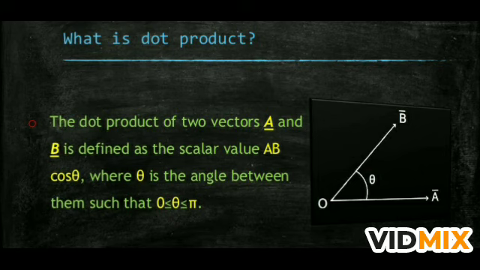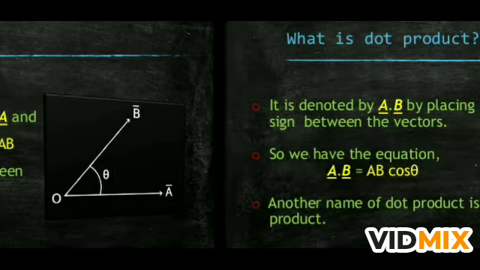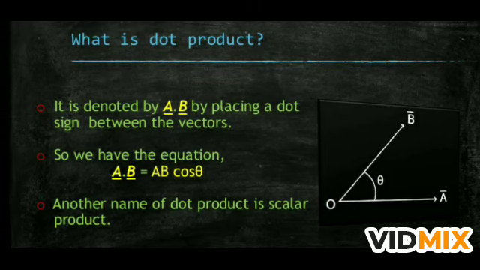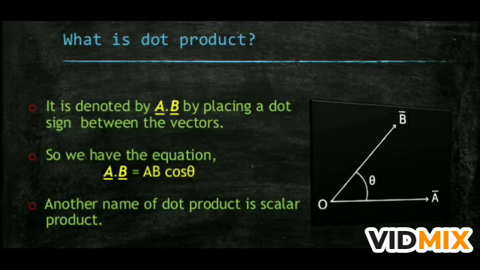So what is the meaning of dot? Let us see. The dot product is denoted by a dot b. Here the bold letters a and b mean they are vectors, and in between them there is a dot. So it is denoted by a dot b by placing a dot sign between the vectors. We have the equation a dot b is equal to ab cos theta, where theta is the angle between the given two vectors.